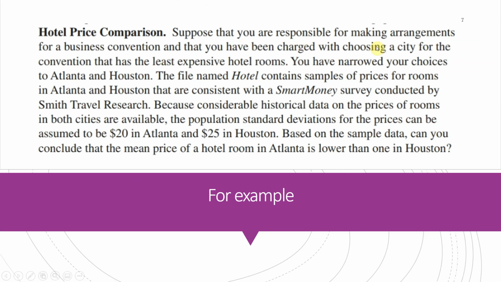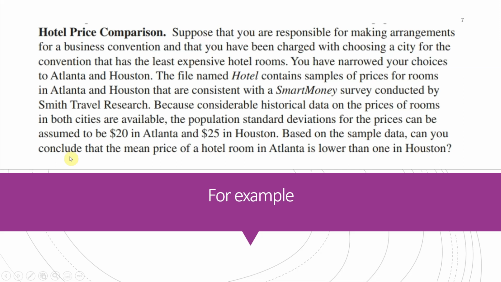Suppose you're responsible for making arrangements for a business convention. You have been charged with choosing a city for the convention that has the least expensive hotel rooms. You narrowed your choices to Atlanta and Houston. So we have an Excel file that contains samples of prices for rooms in both Atlanta and Houston. Because considerable historical data on the prices of rooms in both cities are available, the population standard deviations are known, and can be assumed to be $20 in Atlanta and $25 in Houston.